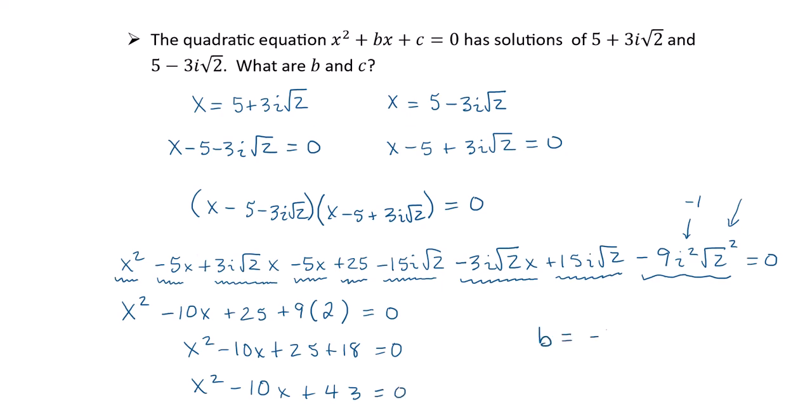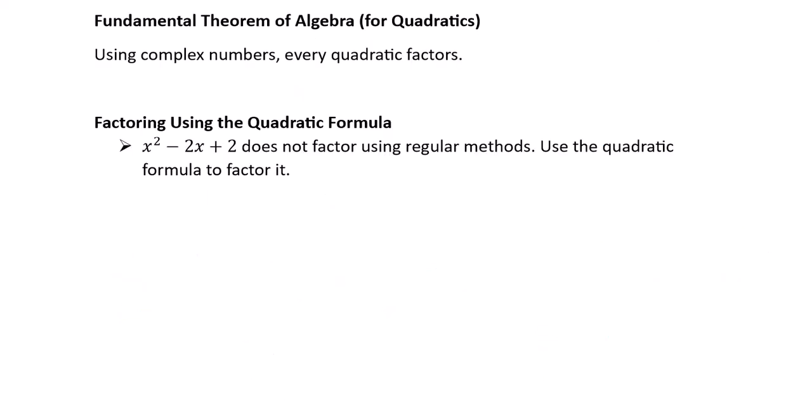So b is -10, and c is 43. The fundamental theorem of algebra for quadratics says that using complex numbers, every quadratic factors. We've seen in our first set of examples that we did have a quadratic that we said was prime. So let's figure out how we can factor that. Factoring using the quadratic formula.